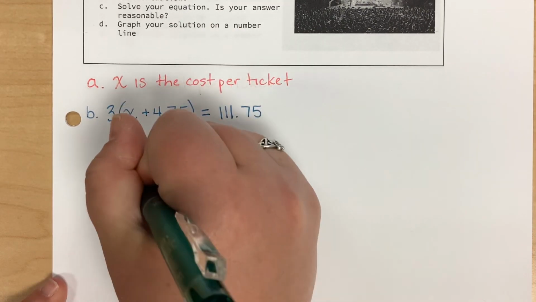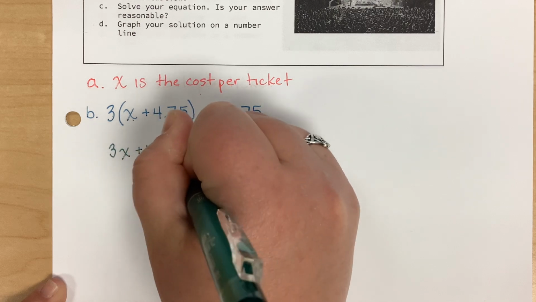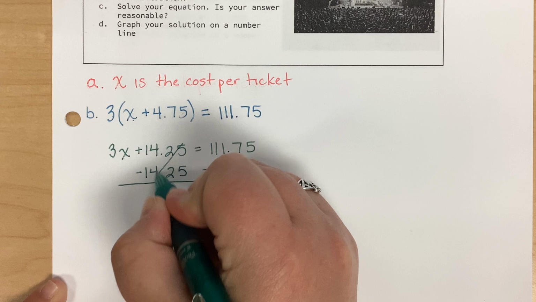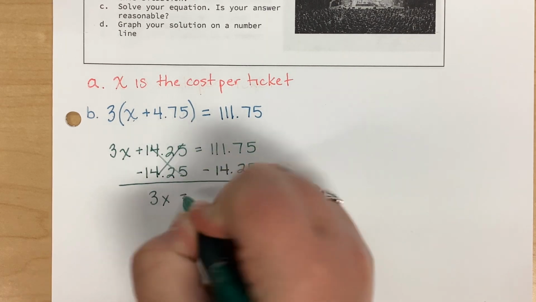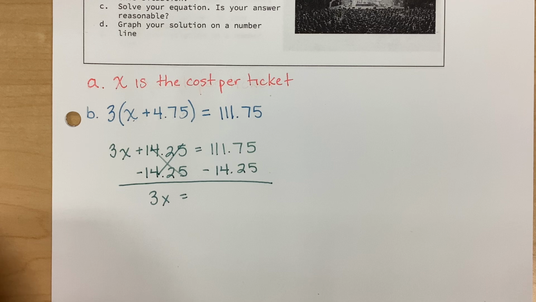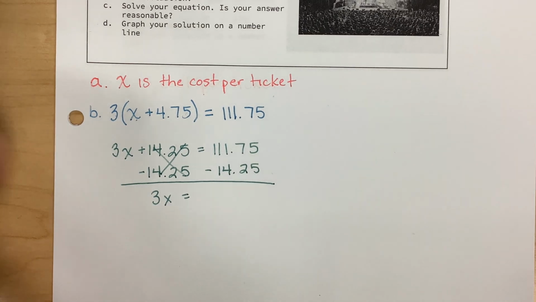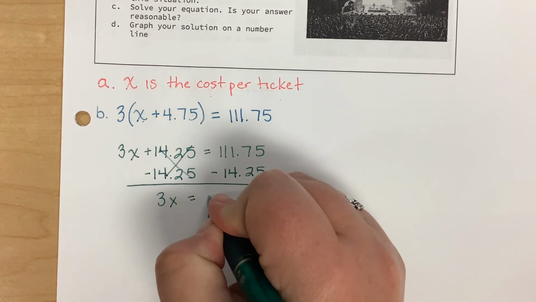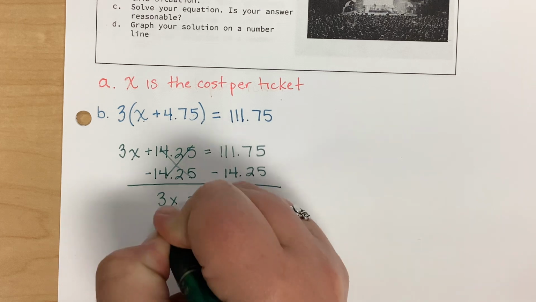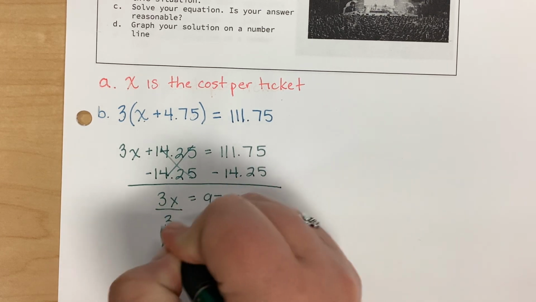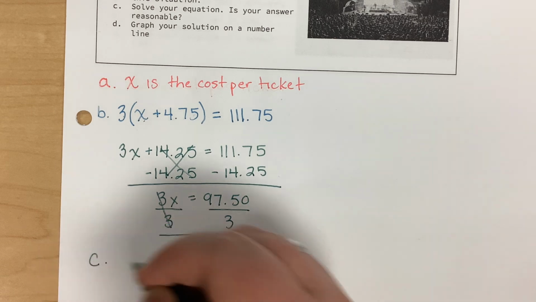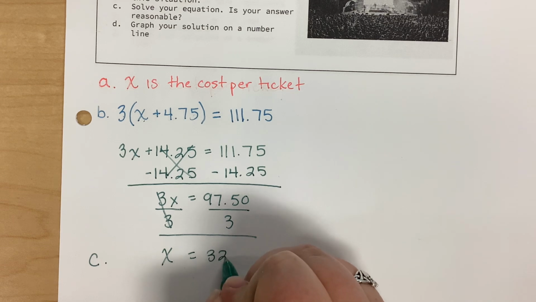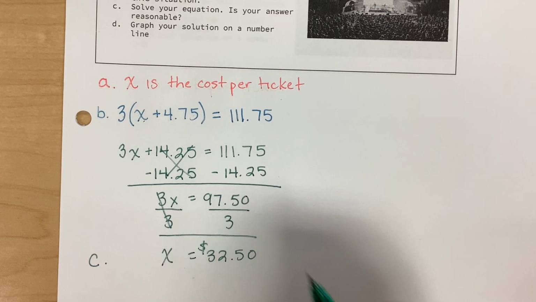All right, so if I want to go solve this, I'm going to first subtract the constant, which is 14.25. That's going to leave me with 3x equals, and then I'm going to take 111.75, and I'm going to subtract 14.25, and I'm going to get 97.50. The final step is divide by 3. So for part C, I get x equals $32.50. Now don't forget to put a label on that.